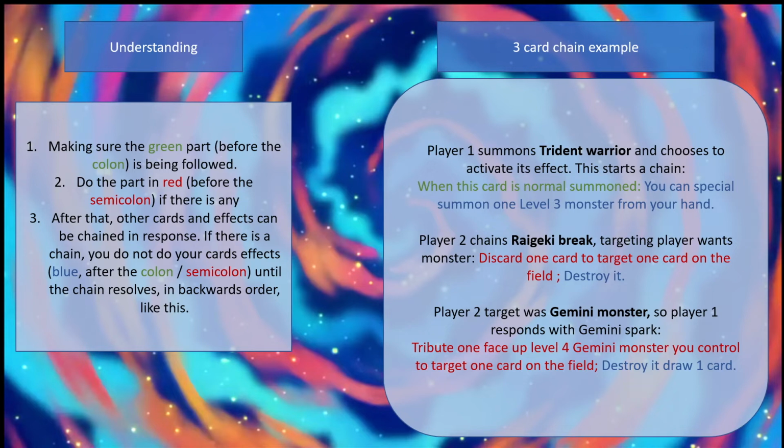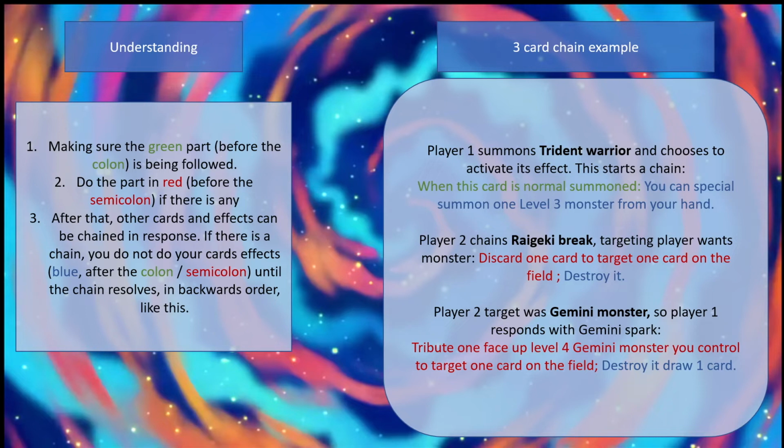So here I put together a little 3 chain example. Let's say player 1 plays Trident Warrior, and it says when this card is normal summoned, colon, you can special summon 1 level 3 monster from your hand. This actually means he normal summoned this monster, it opens the link, so my opponent chains to it. Player 2 plays Rageki's Break, and he wants to target one of player 1's cards. The first thing he has to do is discard a card to target 1 card on the field, and then this opens up again because it's a semicolon, opening the link for the second time, and it says then destroy.